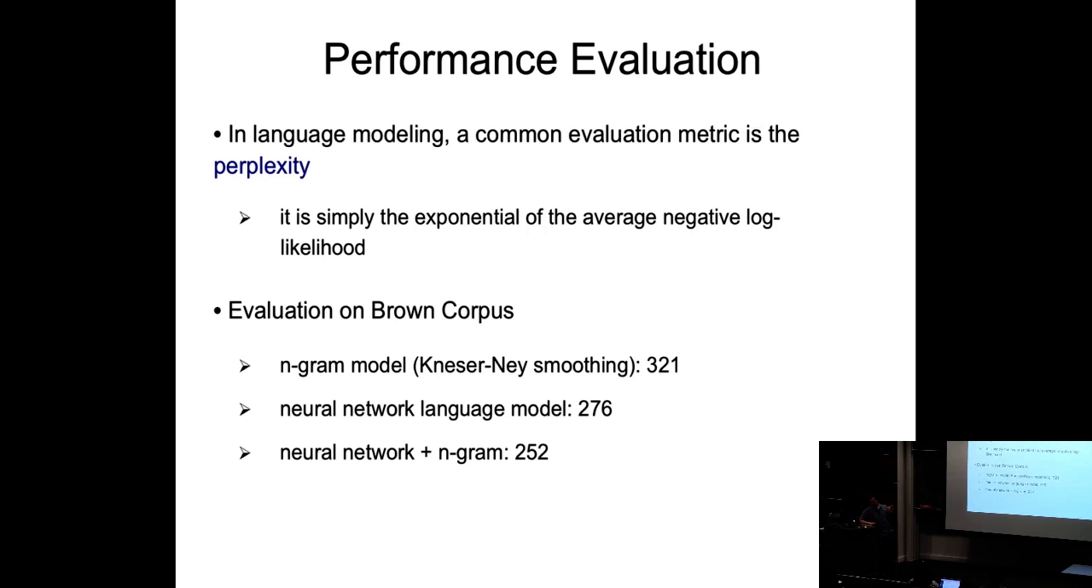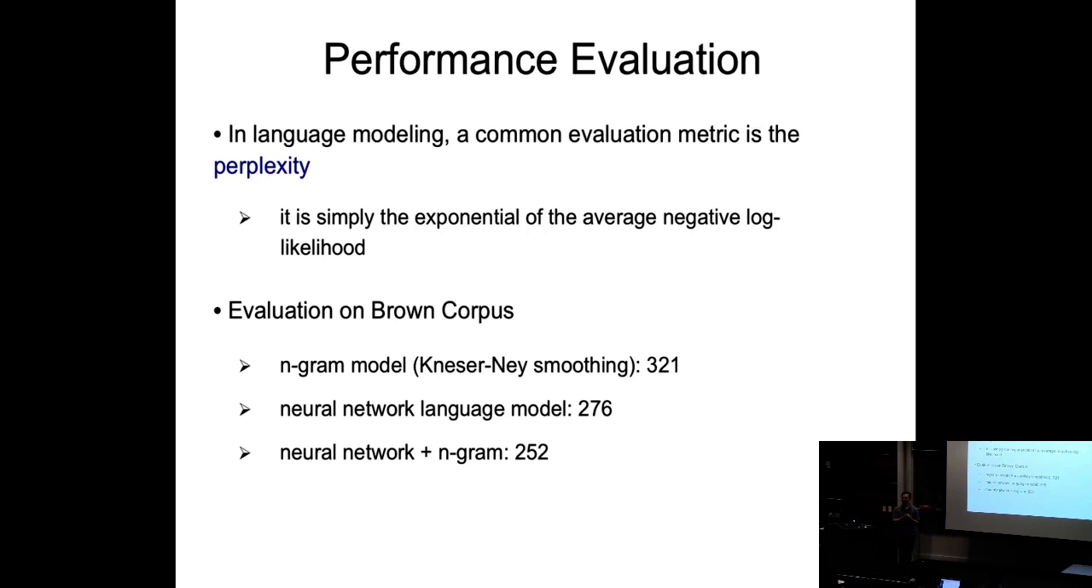So how do we evaluate? In language modeling, a common evaluation metric is perplexity. And what is perplexity? It's simply the exponential of the average negative log likelihood. So we have the log likelihood, we take the average of the log likelihood, we take the negative, and then we exponentiate.